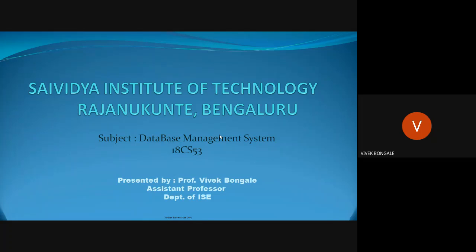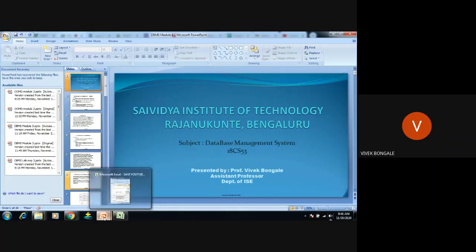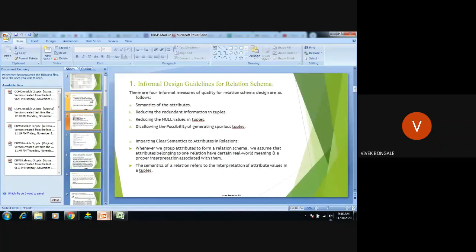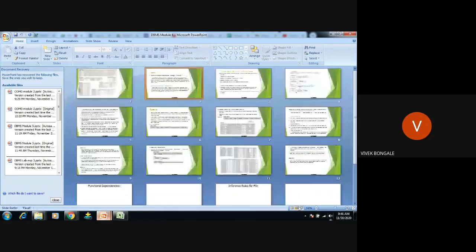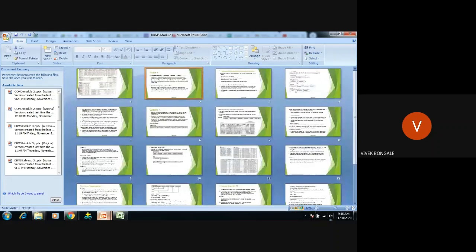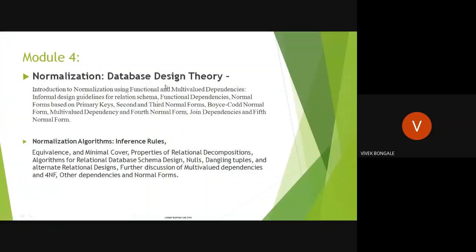Today we're going to start with the fourth module. We'll go through what we're going to learn in the fourth module, and then we start with the concepts. The fourth module is normalization and database design theory.